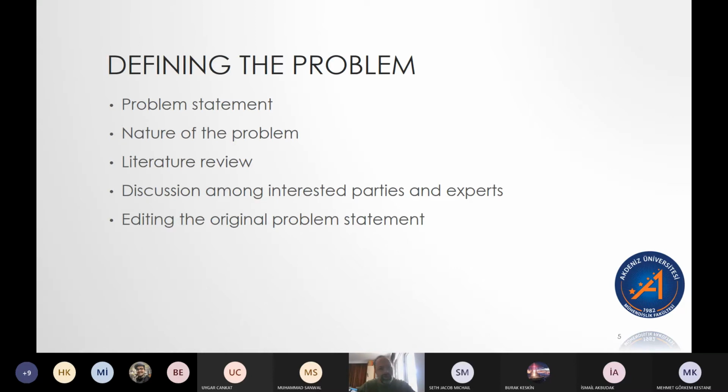Okay. And then once you add all that together, you'll want to go back to your original problem statement and edit it, reassess. Okay, what were the problems with the problem statement, right? And so what new information needs to be added to the original problem statement? Okay.